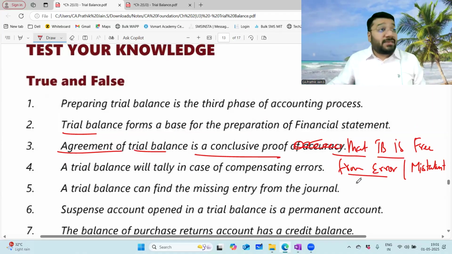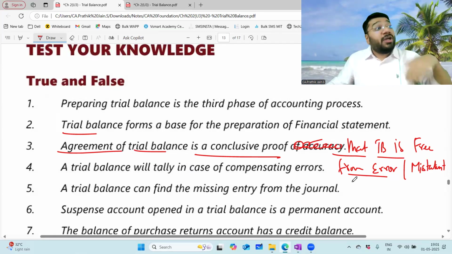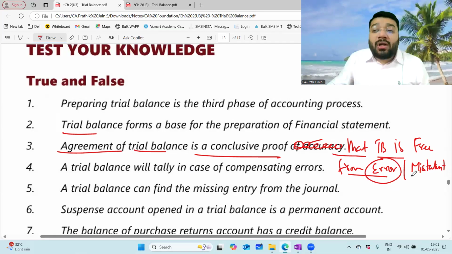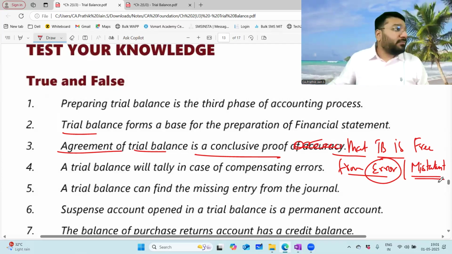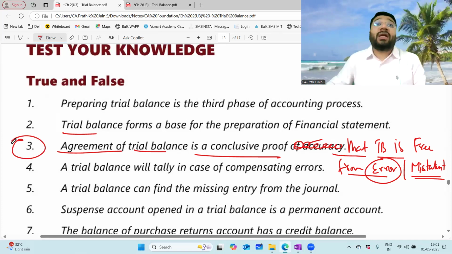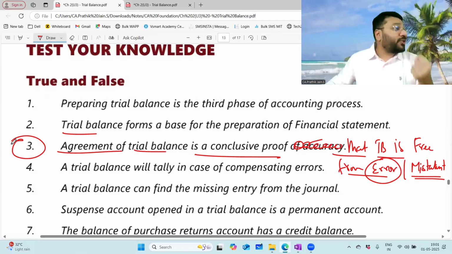Just because the trial balance is tallying, can you say it is free from error? Still error could be there. Which type of error? Double-sided error. Error is also called misstatement. Misstatement means any mistake. Am I clear? So this question can be framed anyhow. The language of the question can be framed anyhow. You have to get the emotion of the question.